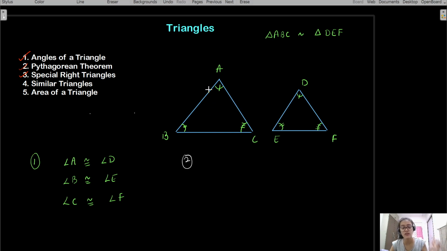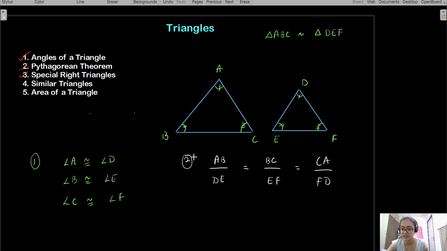The second concept is that the ratio of the corresponding sides is going to be the same. That means the corresponding sides are in proportion. So the ratio of AB to DE is going to be the same as the ratio of BC to EF, and the same as the ratio of CA to FD. That's your second concept that you should know.